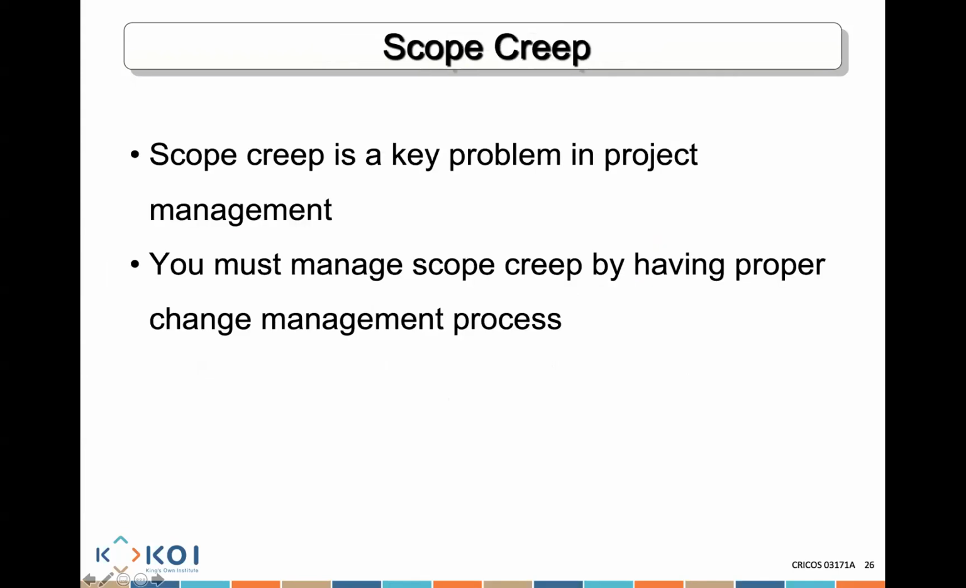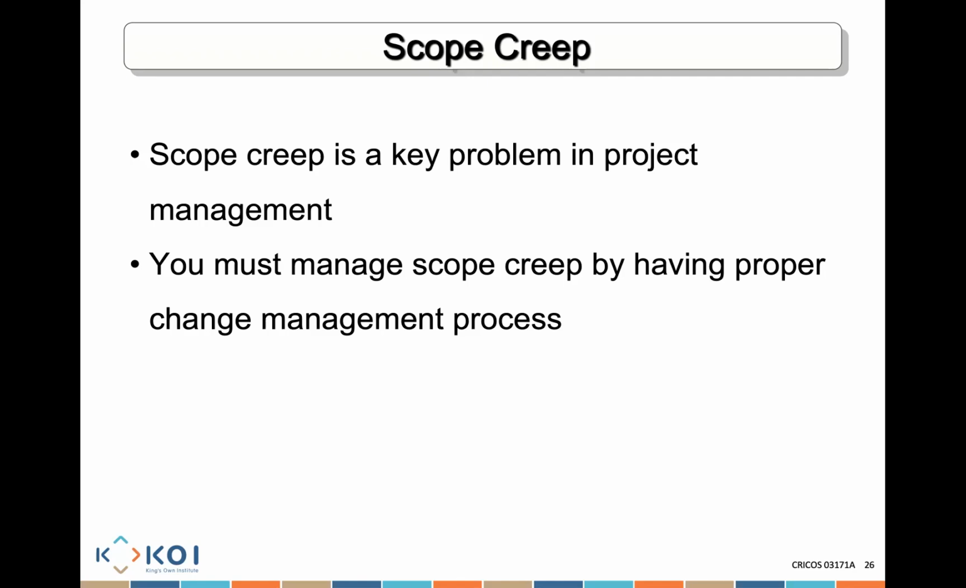Now we're going to talk about scope creep. Scope creep is a very big problem in projects, and it's basically when we said we're going to deliver a particular requirement and people came and requested more and more and more. Scope creep is about all of these changes. It's a key problem in project management that must be managed by having a key change management process.